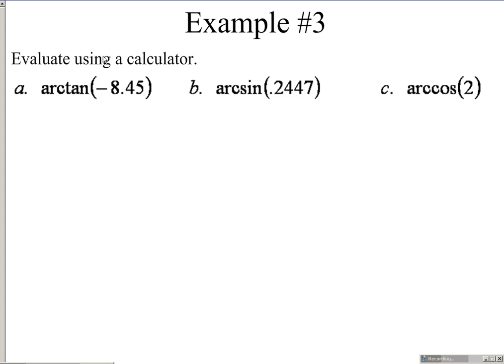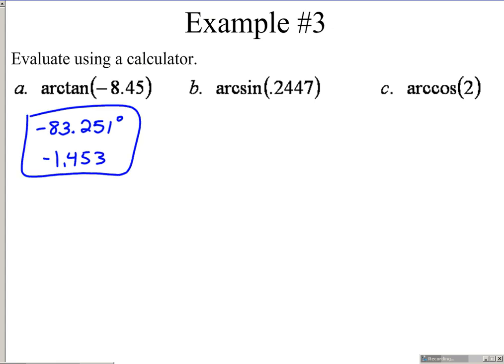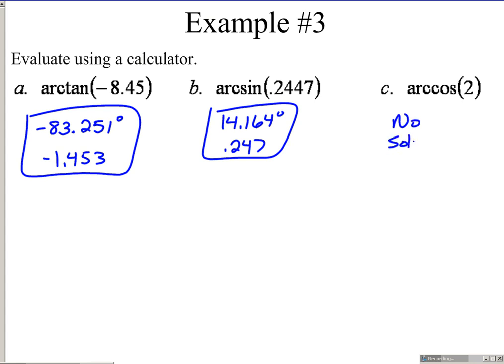So let's record those solutions. Arc tangent was -83.251 degrees, or -1.453 radians. Arc sine was 14.164 degrees, or 0.247 radians, and this has no solution.